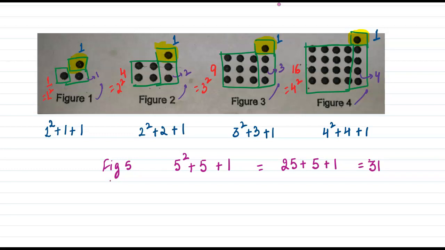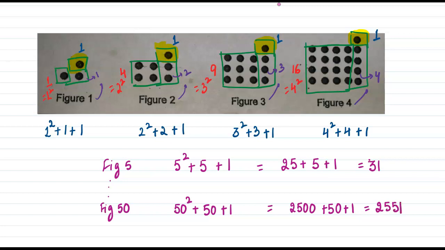Now, they are asking us for the 50th figure. So, we can say it should be 50 square plus 50 plus 1. So, it should be 2500 plus 50 plus 1. So it should be 2551. Now this is one way of doing it. There can be many other ways of doing it. So let's see one more way.